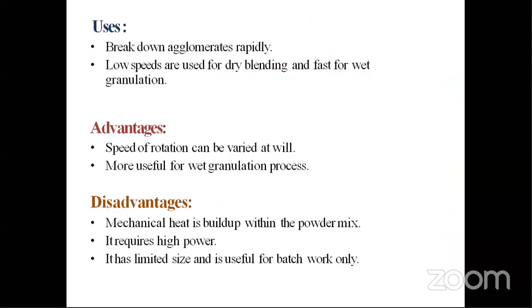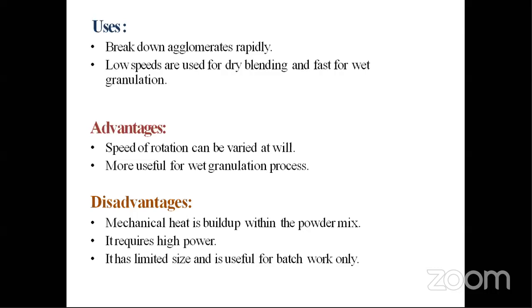Uses: break down agglomerates rapidly. Low speeds are used for dye blending and fast speeds for wet granulation. Advantages: speed of rotation can be varied at will. Depending on the materials you fill, you have to maintain the speed of rotation. It is more usual for the wet granulation process, but for small-scale purposes.